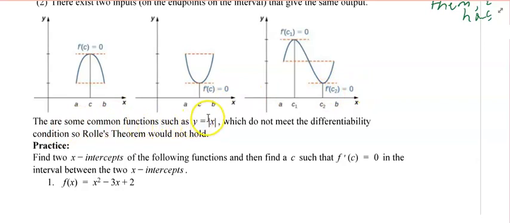Right, there are some functions, such as y is equal to the absolute value of x, which do not meet the differentiability condition.